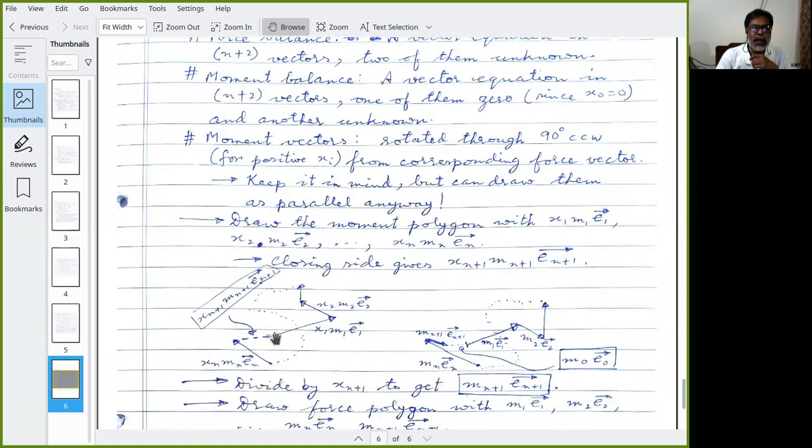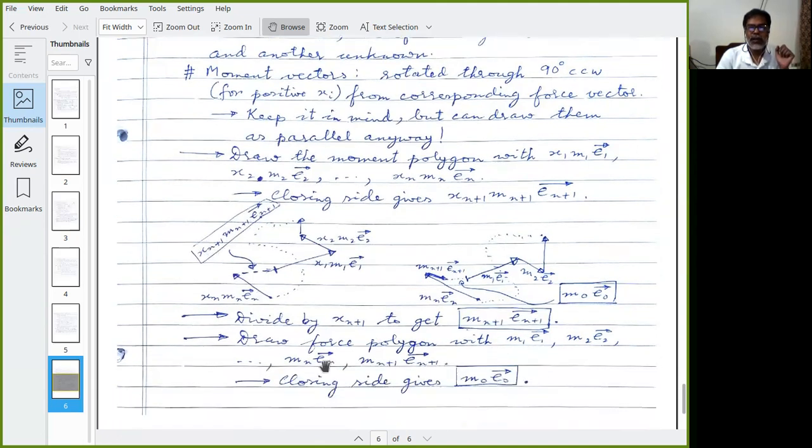And that way you go this, this, this, and then many others, and then finally this one, which in general does not close at the starting point. The closing one will give you the last, which is the thing that you are intending to put, which you want to determine. So this gives you Xn plus 1, Mn plus 1 into vector En plus 1. Divide this by Xn plus 1 to get this. Now that you have got this, now draw the force pointer.